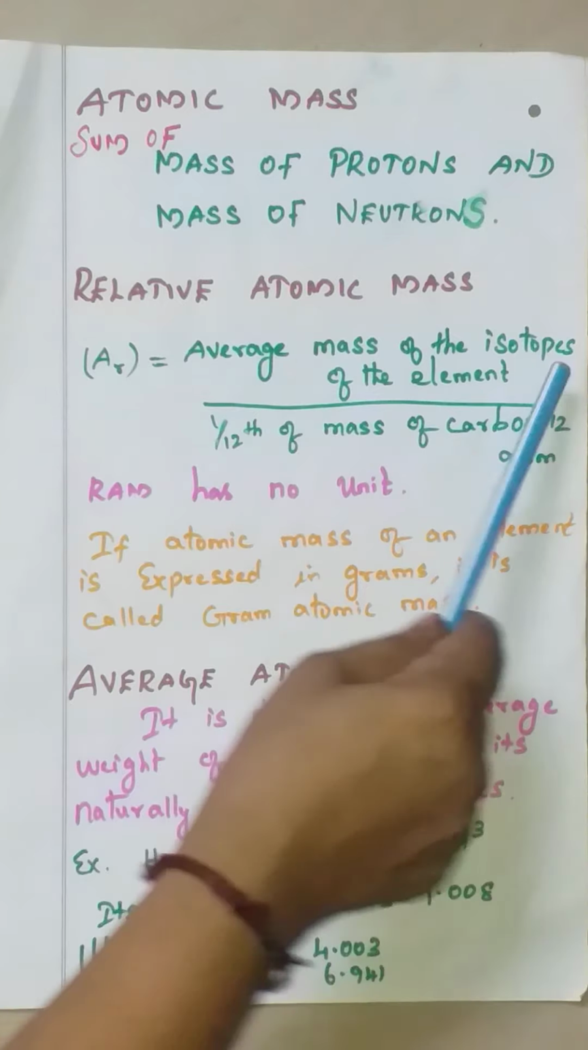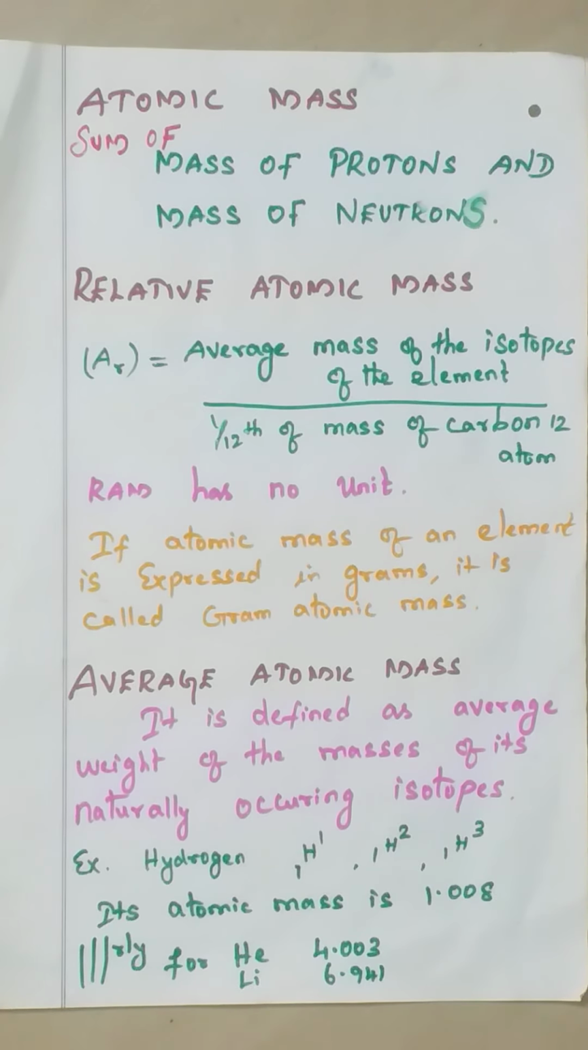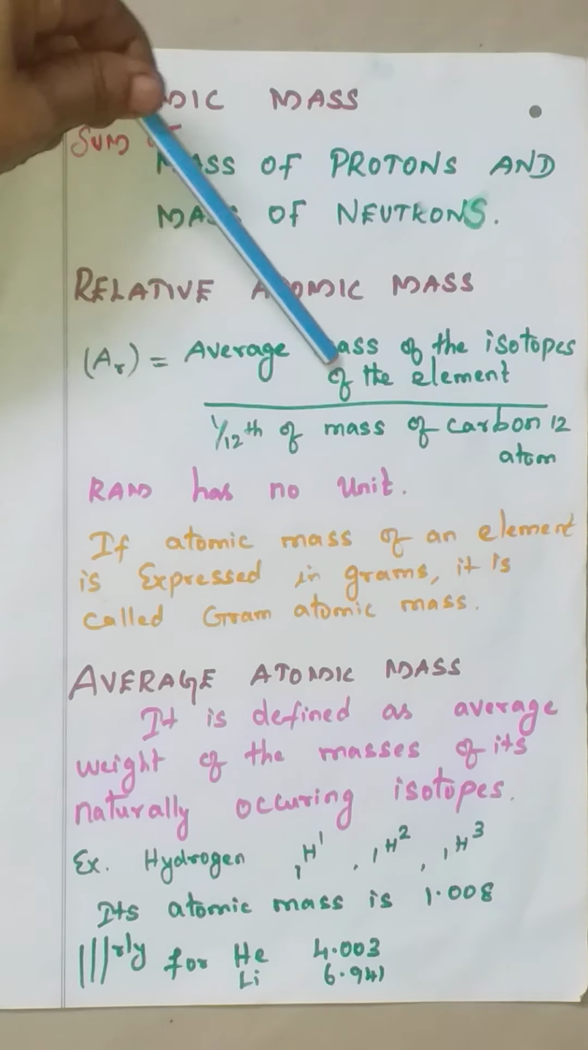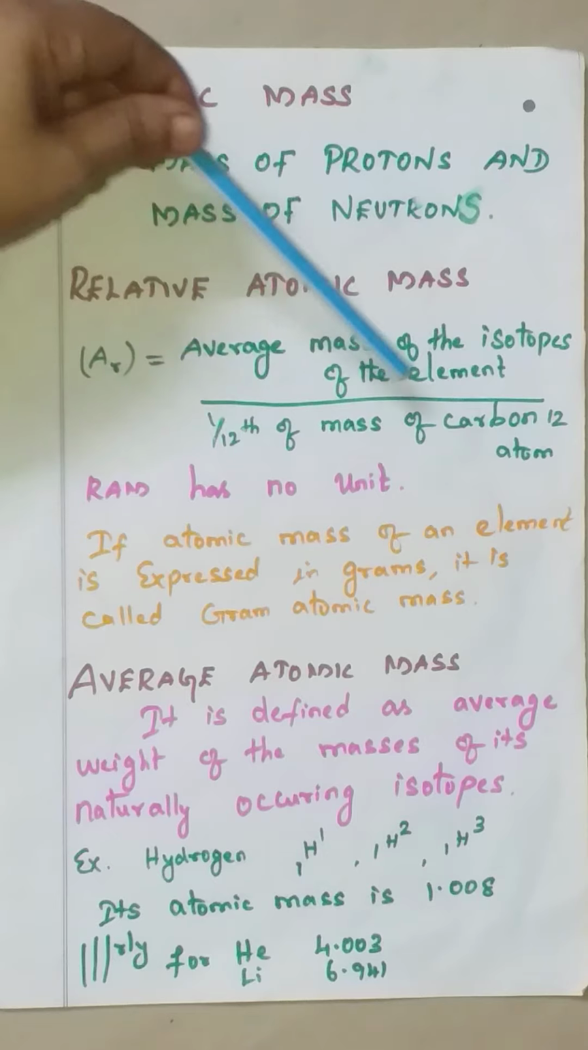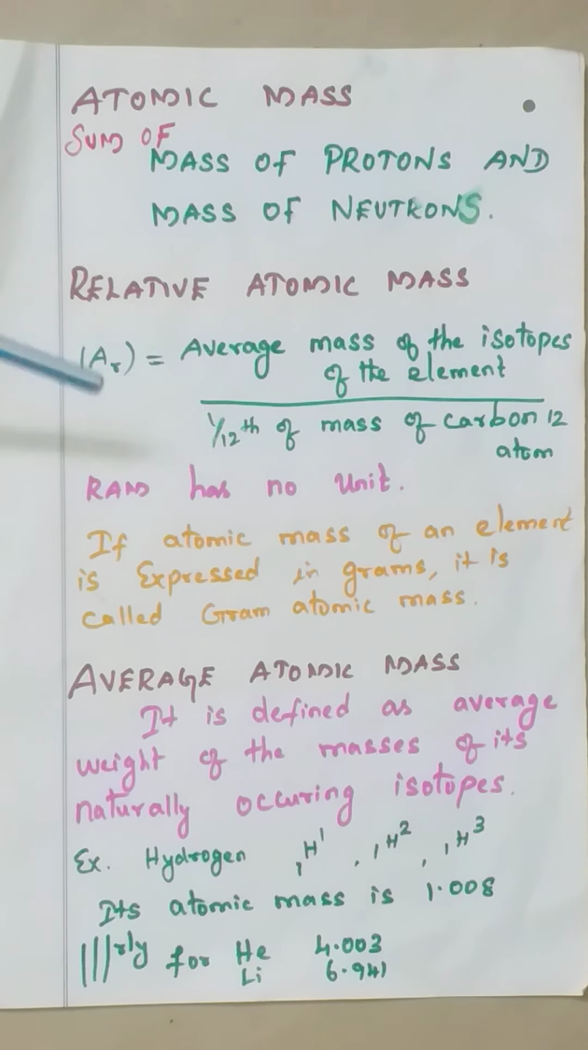Here, average mass of the isotopes of the element means, for example, if you take nitrogen, the atomic number is 7 but the mass number is 14. Nitrogen 13, nitrogen 14 and nitrogen 15 are also there. Their average mass we have to take. That means the mass of the protons and neutrons for each isotope, and then we take the average mass of the isotopes of the element divided by 1/12th of the mass of carbon 12. So this is the definition for relative atomic mass. Relative atomic mass has no unit.